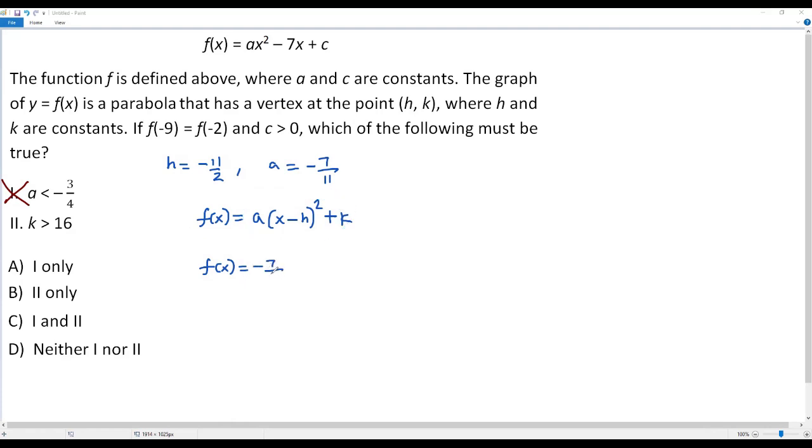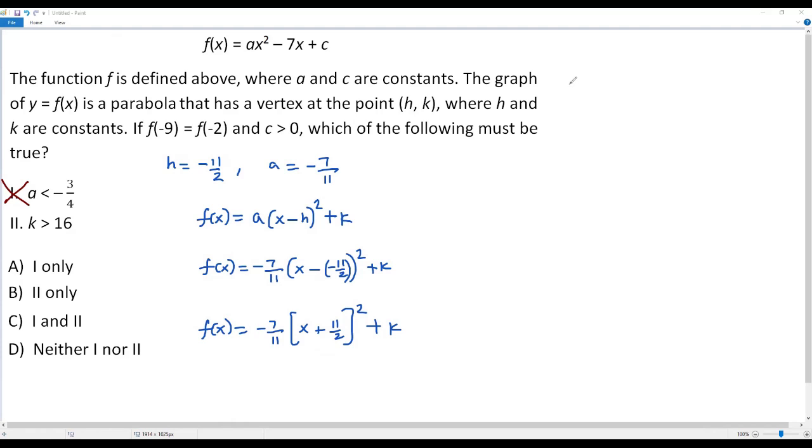f of x equals, now let's plug in the values of a and h over here. It is negative 7 over 11 times (x minus negative 11 over 2) the whole square, plus k. Okay, f of x equals negative 7 over 11 times (x plus 11 over 2) the whole square, plus k, since negative times negative is positive. Now we have to expand the square of the binomial over here.